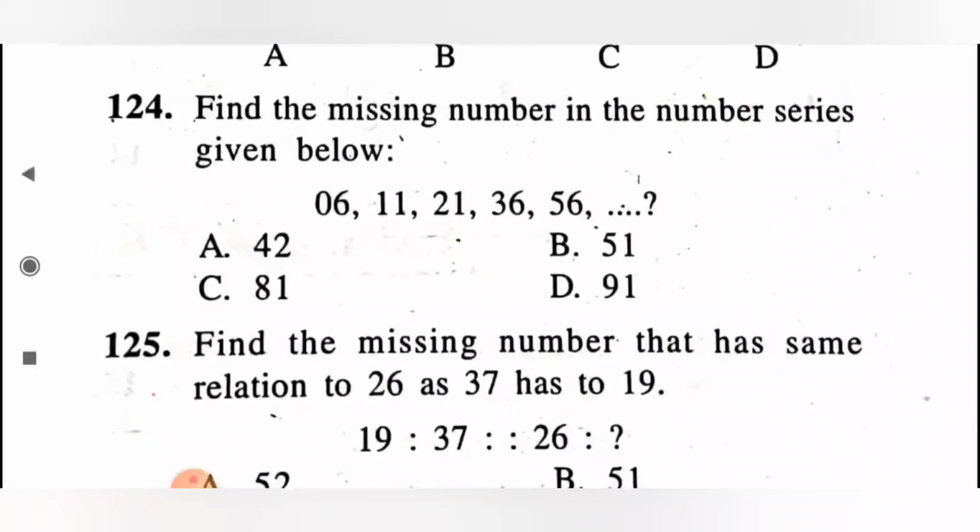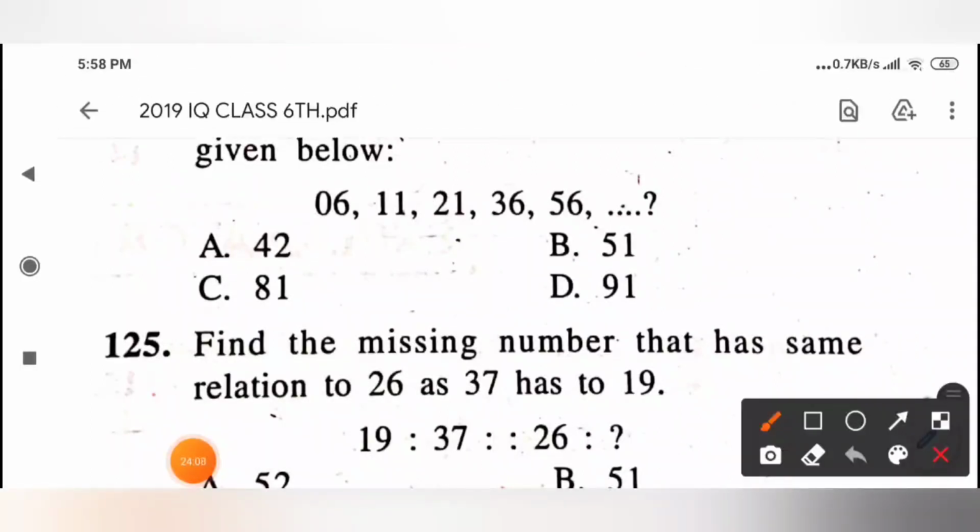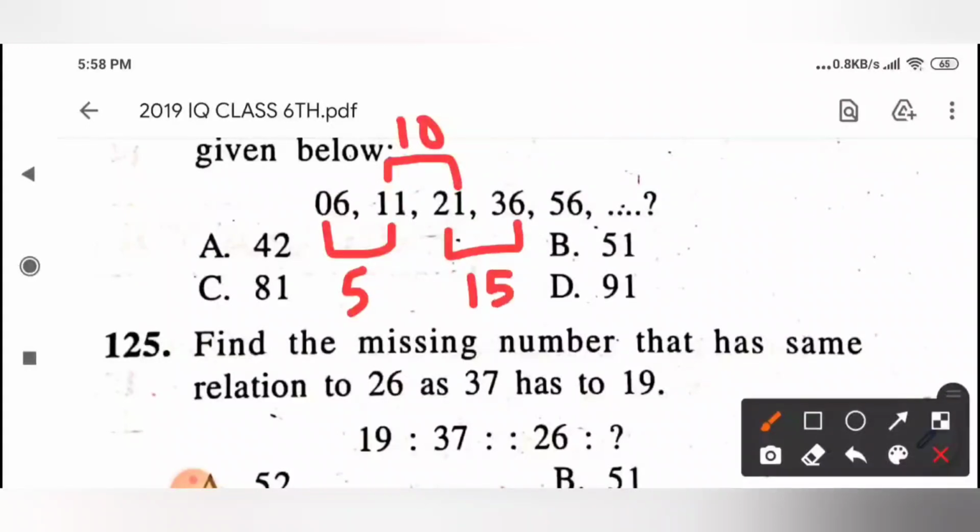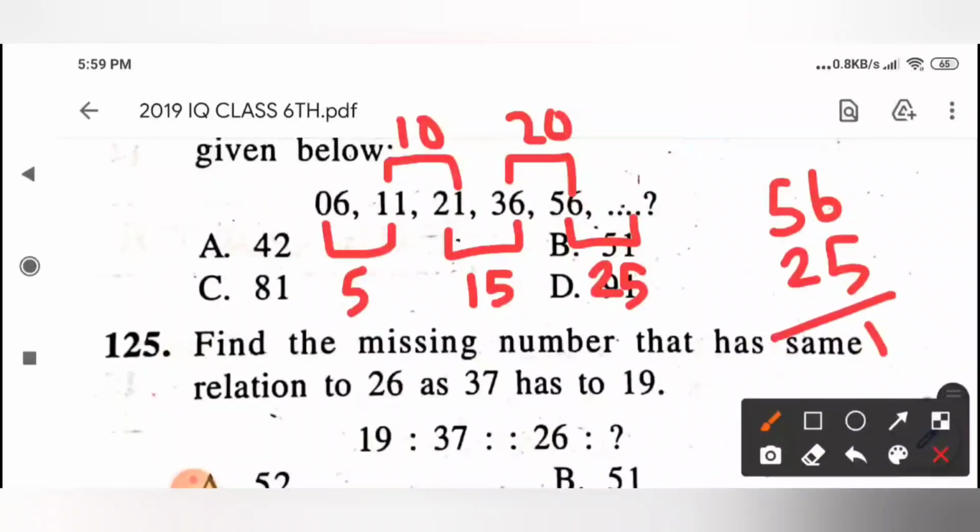124. Find the missing number in the number series given below. Yes. 6 plus 5, 11. 11 plus 10, 21. 21 plus 15, 36. 36 plus 20, 56. 56 plus 25 is what? 56 plus 25 is 81. So the answer is 81, option C.